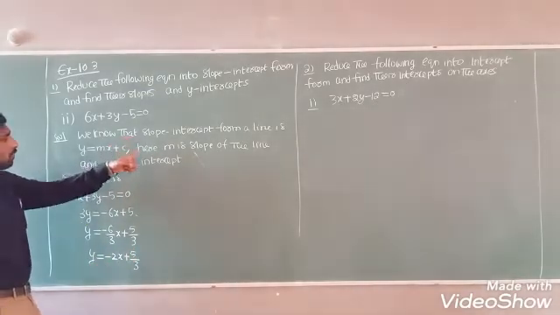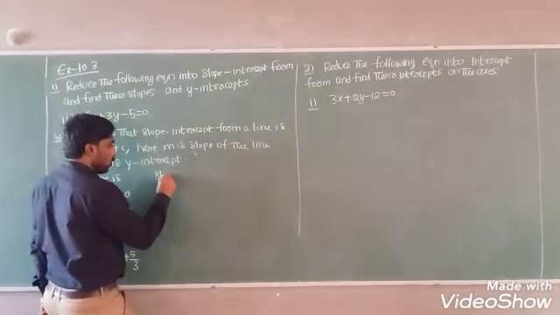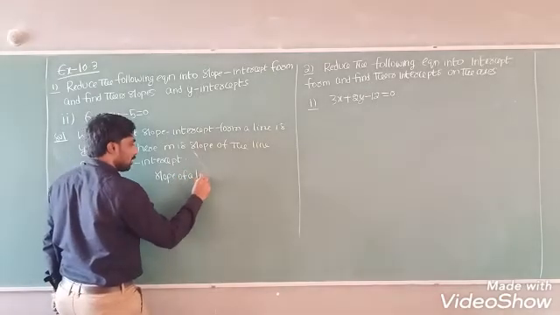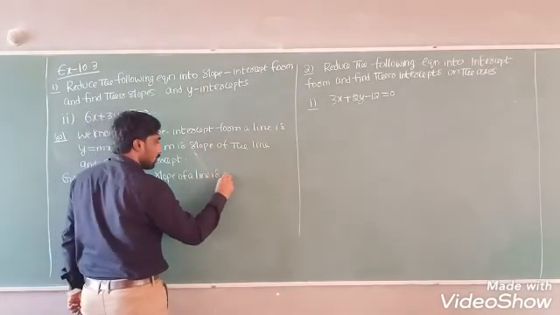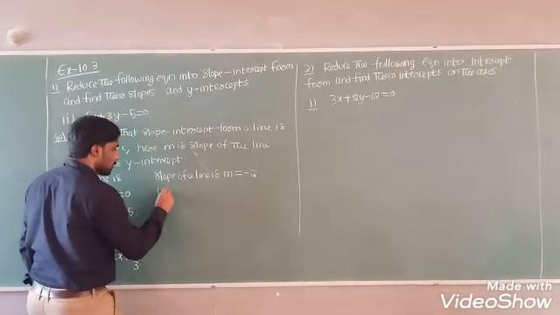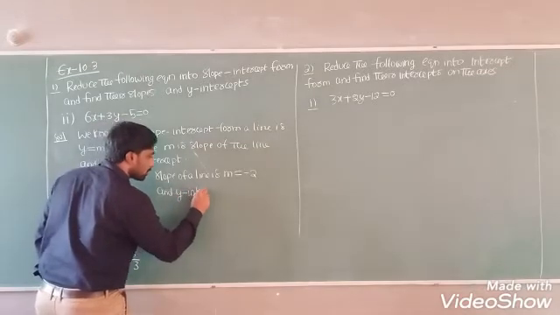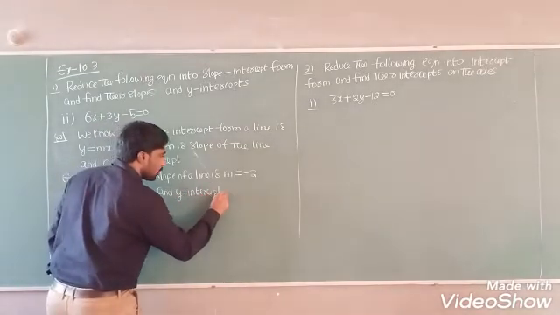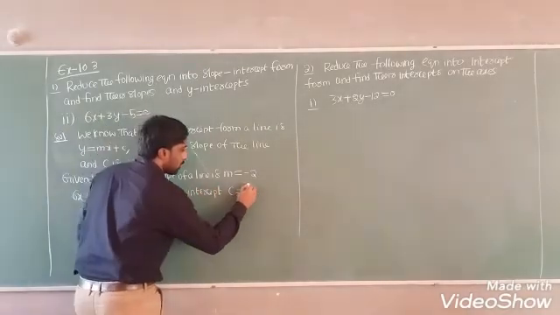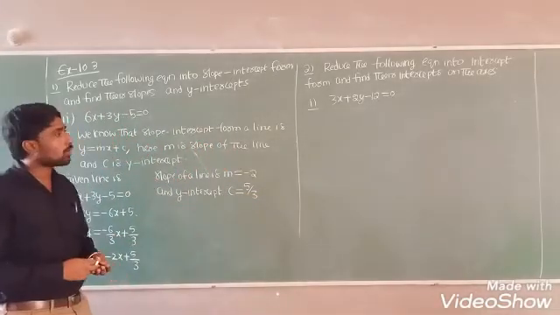Okay, if I compare with y equal to mx plus c, what I will get here? Slope of the line is m equal to minus 2. Okay, and y intercept is c equal to what? 5 by 3. Okay, so by using this concept only, the remaining 2 problems you can do.